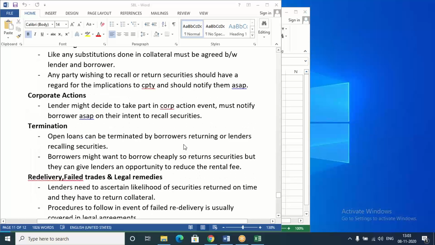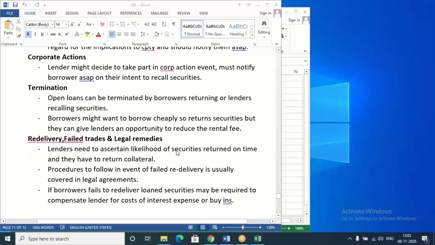Okay. And the final bit, redelivery, failed trades, and legal remedies. Lenders need to ascertain the likelihood of the securities being returned on time, and they should have the collateral that they have to pay back to the borrower. Any failure of redelivery of the loan securities or the received collateral, and what the consequences will be, is covered in the legal agreement. Like in the OTC market, there is an agreement drafted between two counterparties.